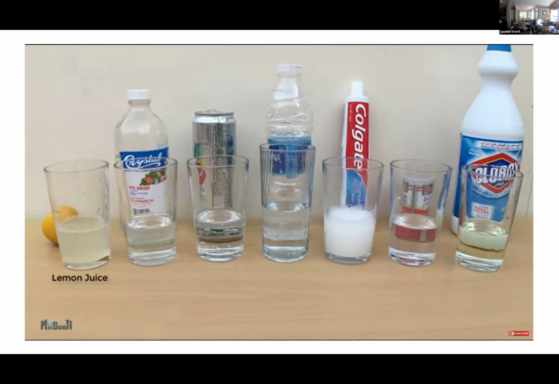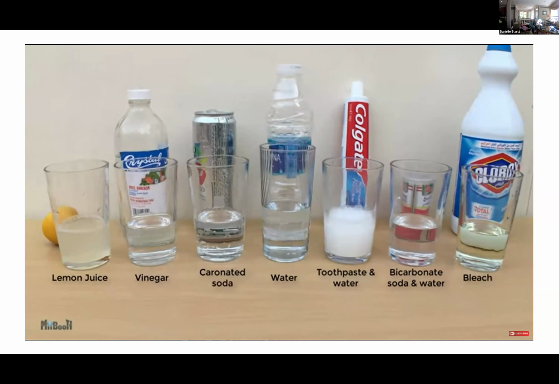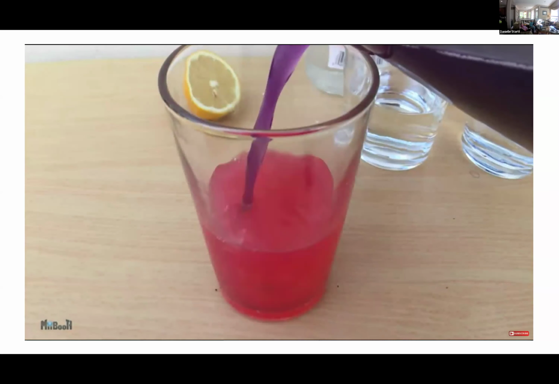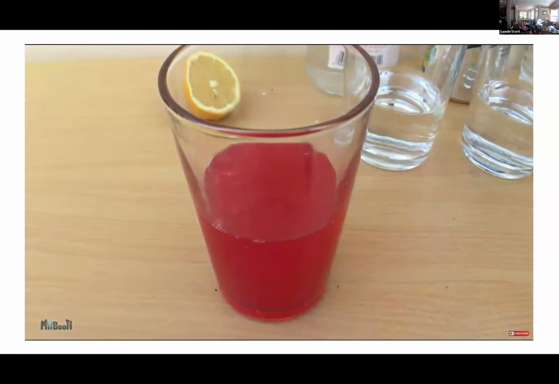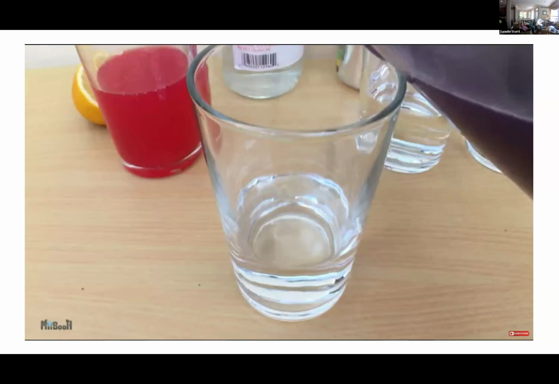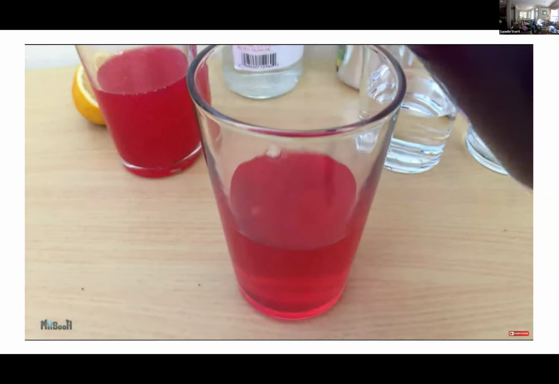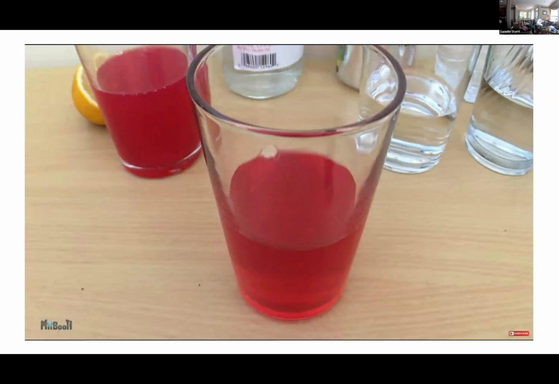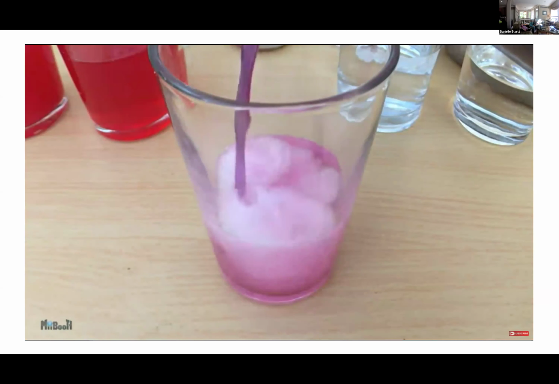Here are 7 commonly available solutions which we are going to test. Lemon juice, vinegar, carbonated lemon soda, toothpaste and water solution, baking soda and water solution, and finally bleach, lined up on its chart. Now I'm going to pour my indicator into the glasses to see what happens. The lemon juice, being the most acidic of the lot, changes to a bright red color. The vinegar changes to a pink or a less bright red color. The lemon soda changes to a pink shade.